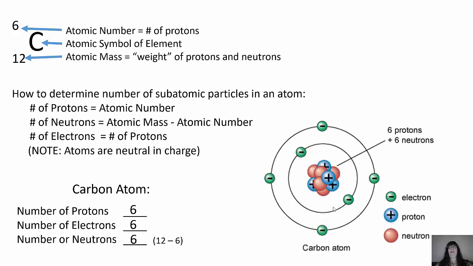So here's carbon, the picture. You've got 6 protons and 6 neutrons in the nucleus in the middle. You've got 2 electrons in the first shell, and then 4 electrons in the second shell, for a total of 6 electrons.